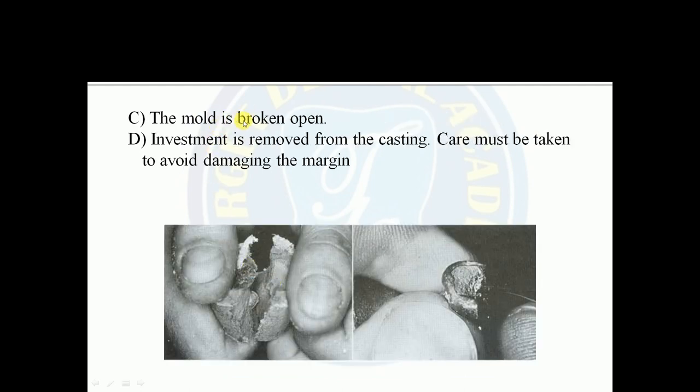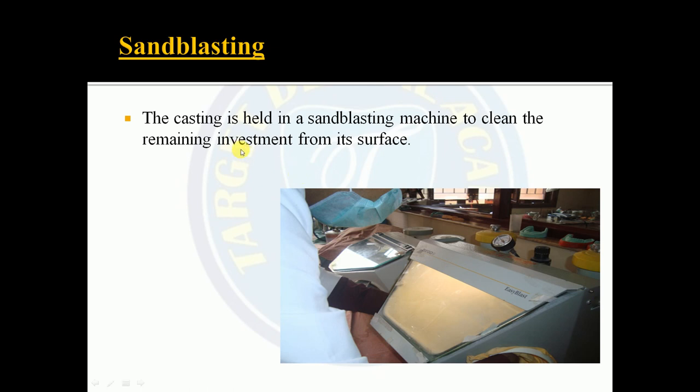Then the mold is broken open, and you just take out the investment from the casting. Care must be taken that you do not damage the margin. Coming on to the sandblasting, the casting is held in the sandblasting machine to clean the remaining investment.